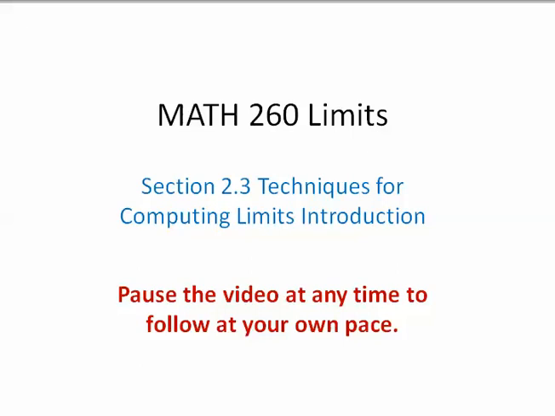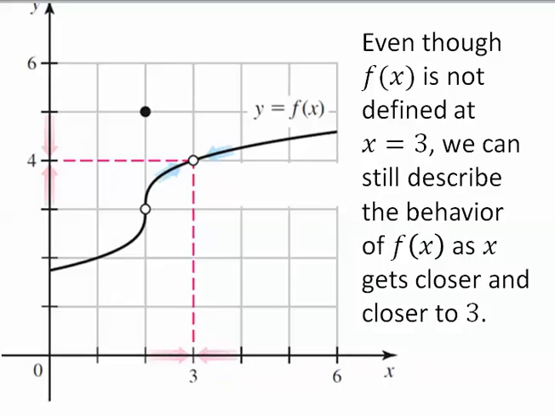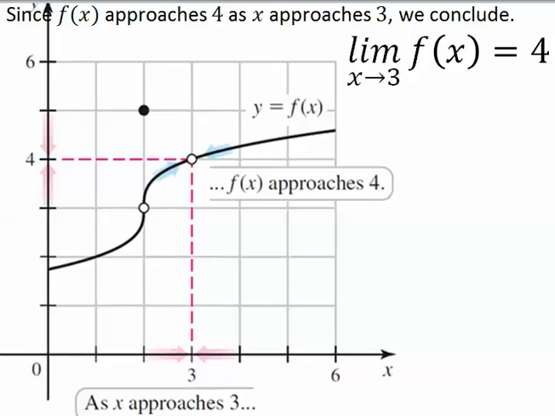Techniques for computing limits, Introduction. There are three ways to find a limit. One way is to graph the function. Even though f is not defined at 3, we can still describe the behavior of f as x gets closer and closer to the target point 3. Since f approaches 4 as x approaches 3, we conclude that the limit of f as x approaches 3 is equal to 4.